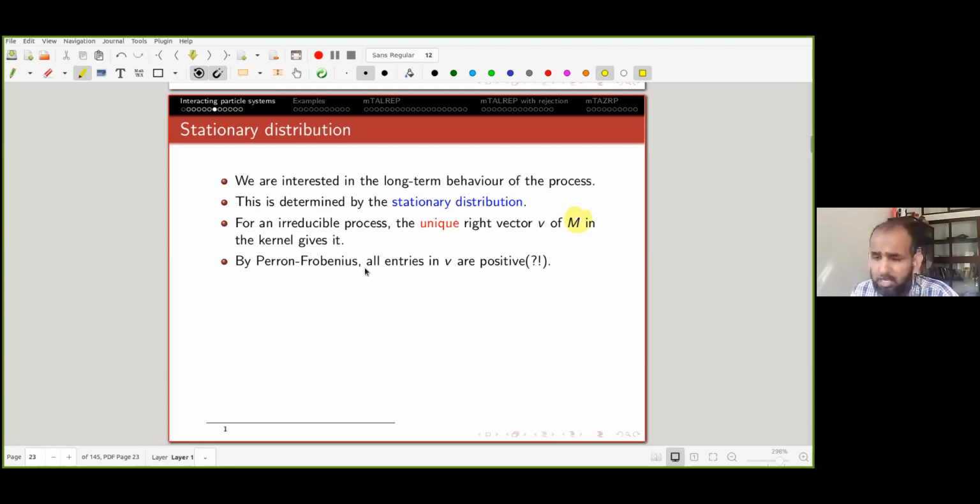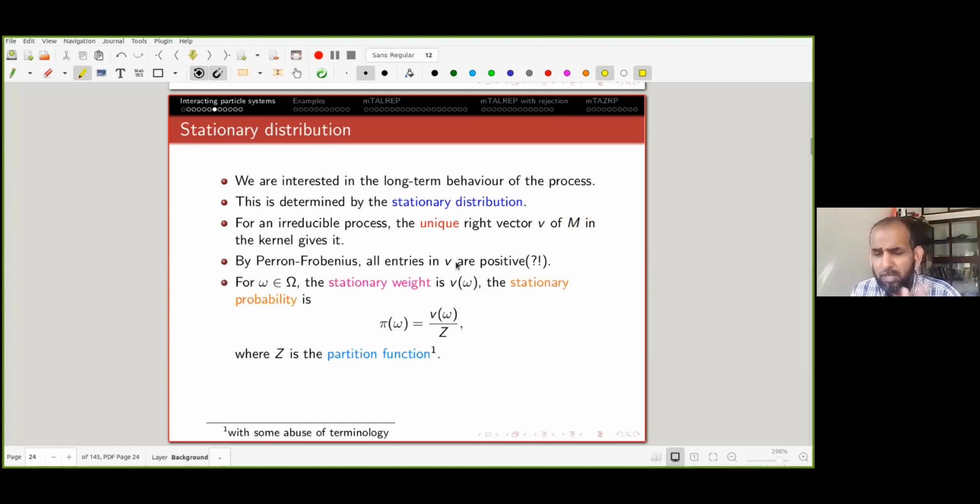By the Perron-Frobenius theorem, all entries in V are positive. Well, what does that mean? If your matrix is a purely numerical matrix, this makes sense. Then these are positive real numbers. But if you have parameters, what does this mean? I'll explain that in the next slide.